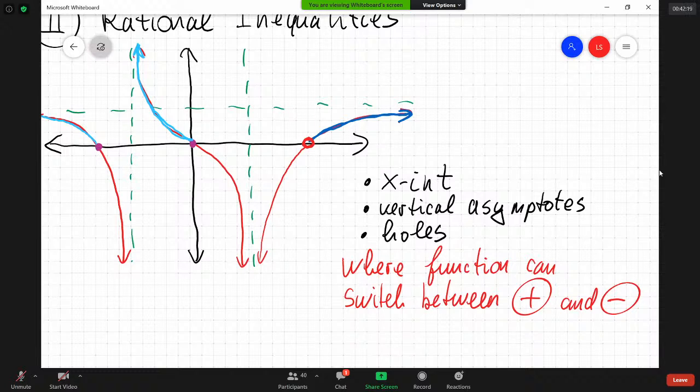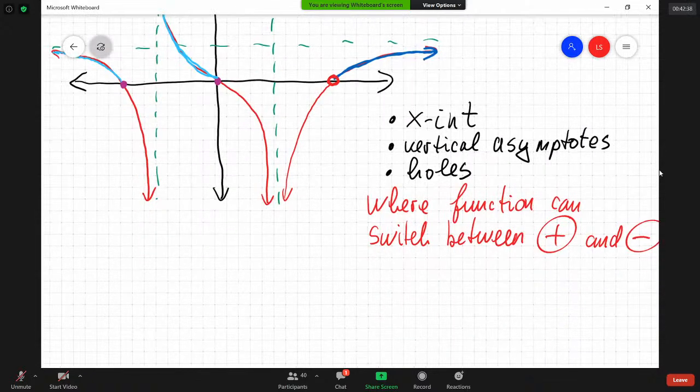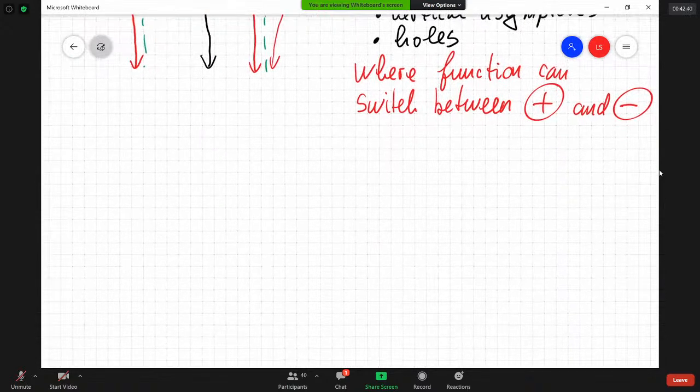All right. Other than that, everything else will be pretty similar. There are still some minor differences between polynomial and rational, but this is the main difference, that you're not only considering x-intercepts, you're also considering vertical asymptotes and holes. Let's list our steps.